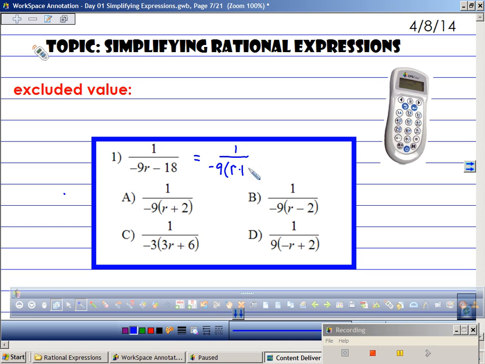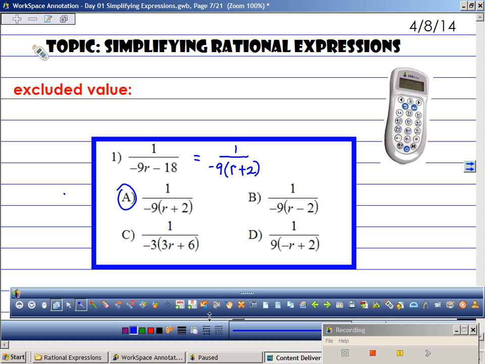No. 2. Now, if you get confused with your signs, you're in luck because you could just go back and see if it's right by distributing. Negative 9 times r is negative 9r. That's what we have. Negative 9 times 2 is negative 18. That's what we have. So the answer would be A.